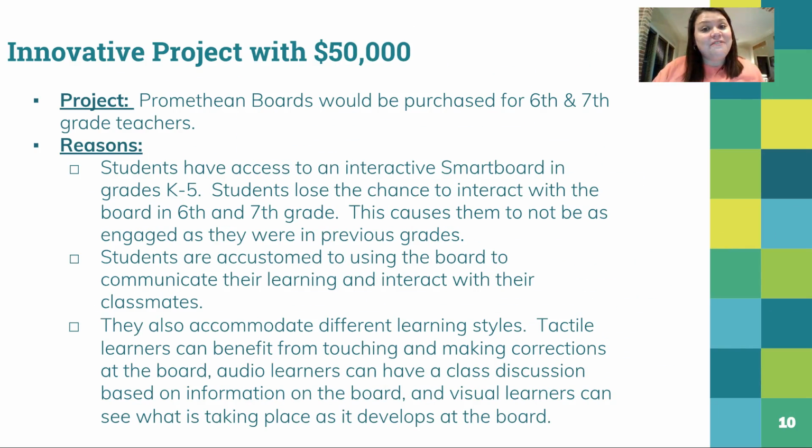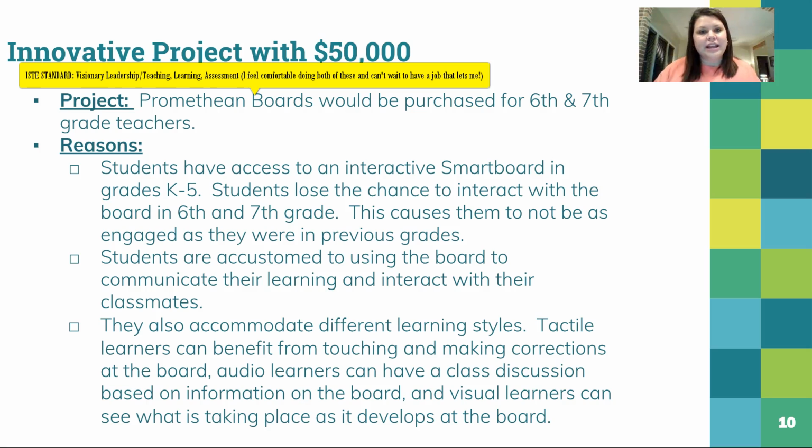So, if you were to give me $50,000 at my current school right now, what would I do? I would buy Promethean boards for the 6th and 7th grade teachers. They only have TVs. The reason I would justify this to the board is that the students have had access to these types of boards from kindergarten to 5th grade. And then they get to 6th grade and 7th grade, they don't have them. And then they have them again in high school at the local area high schools around here. They lose that chance to engage and collaborate with each other.